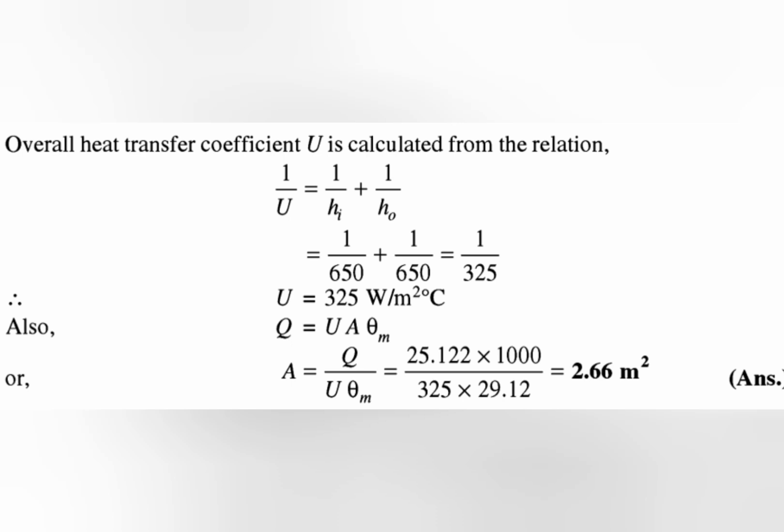So we have 1 by U equal to 1 by Hi plus 1 by Ho. We know Hi and Ho. From that we can find U as 325 watt per meter square degree Celsius, and substitute that value in the equation Q is equal to U A theta m. From that, A is equal to 2.66 meter square.